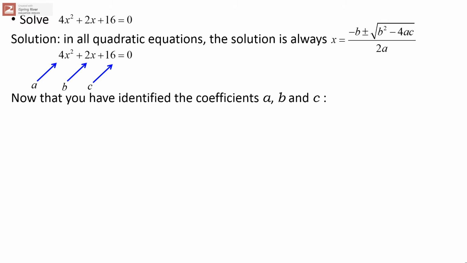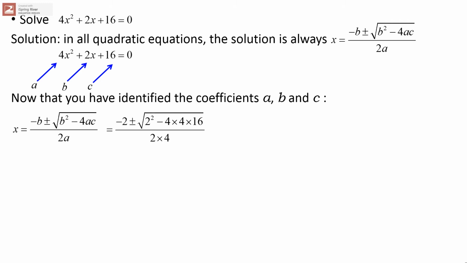Now that we have identified a, b, and c, we are going to use them in the quadratic formula, where we get negative 2 plus or minus square root of 2 squared minus 4 times 16, all of that over 2 times 4, which gives us negative 2 plus or minus square root of 4 minus 256 over 8. Negative 2 plus or minus square root of negative 252 over 8.